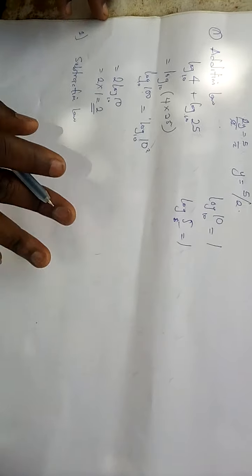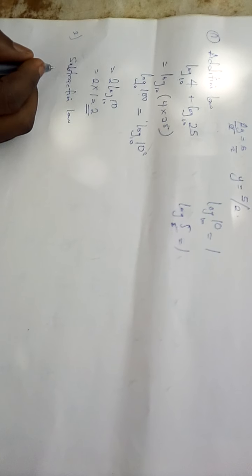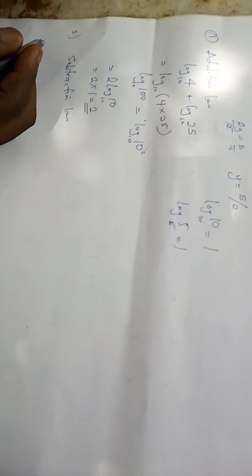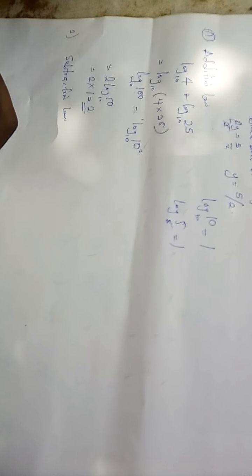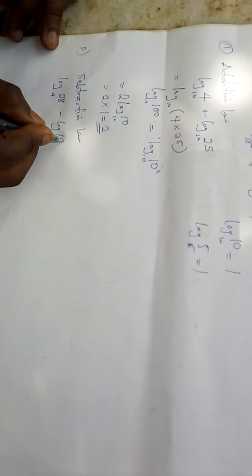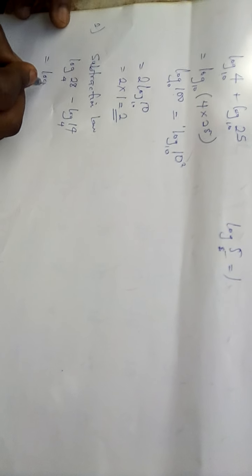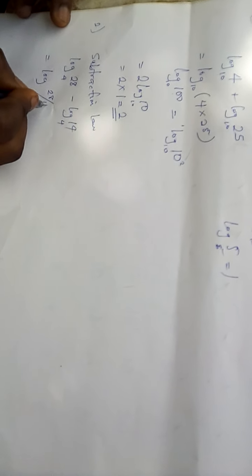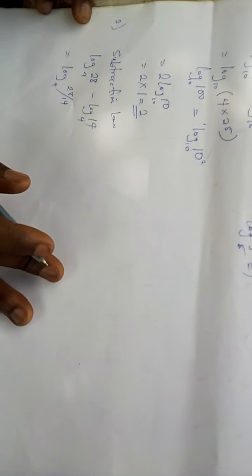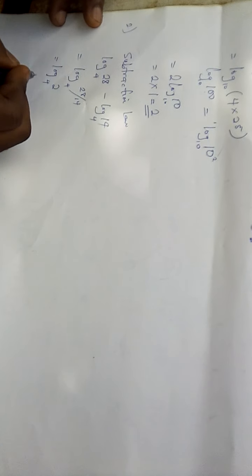Subtraction law. This subtraction law shows that when two logarithms are subtracted, the one being subtracted is used to divide the other, all expressed in the common base. Like now we have log 28 to base 4 minus log 14 to base 4. It's still the same thing as this, just like indices. Log 28 divided by 14 to base 4. And when you divide this, it will give you log 2 to base 4.